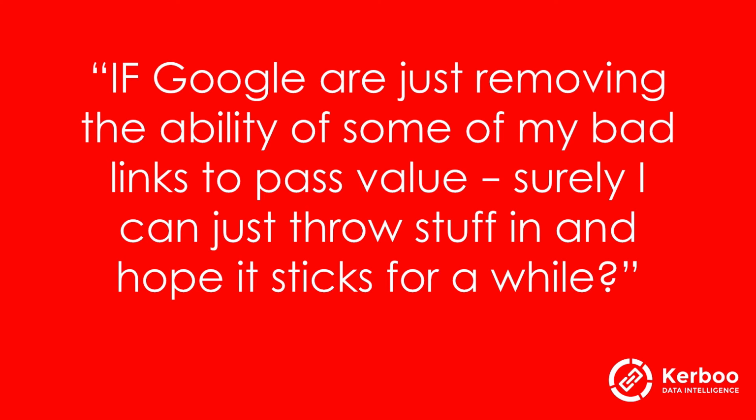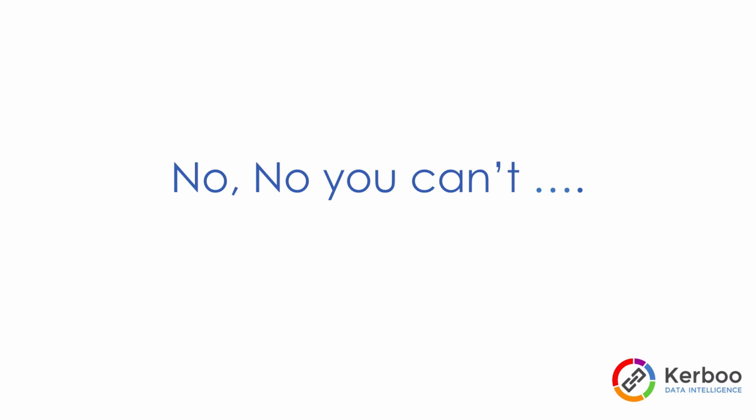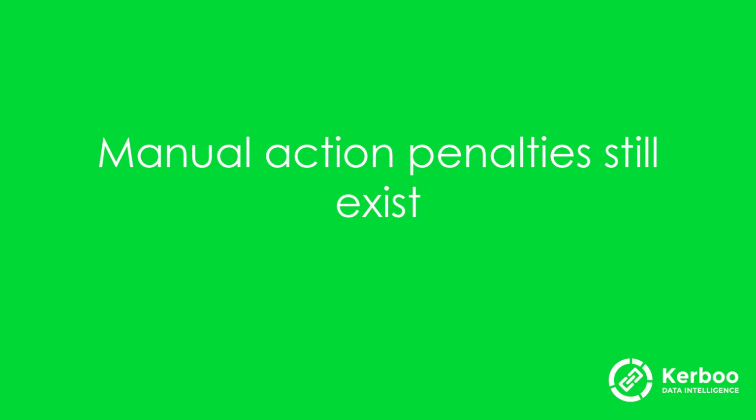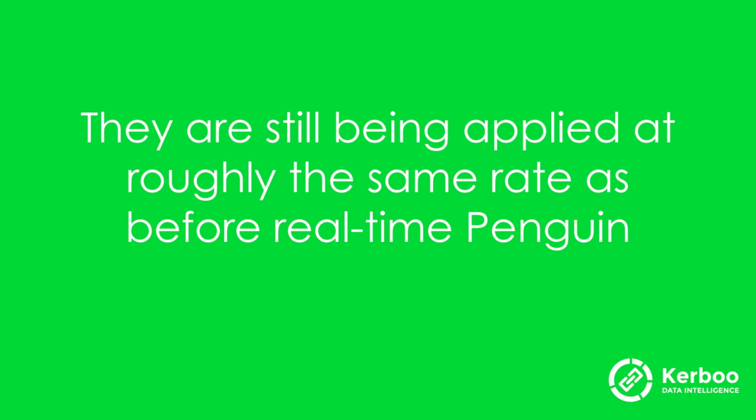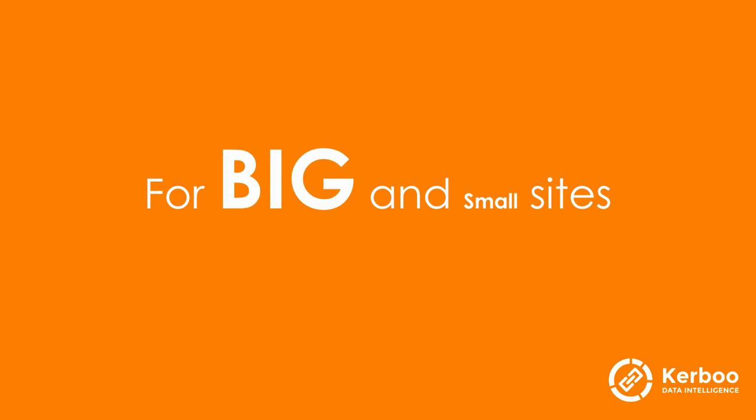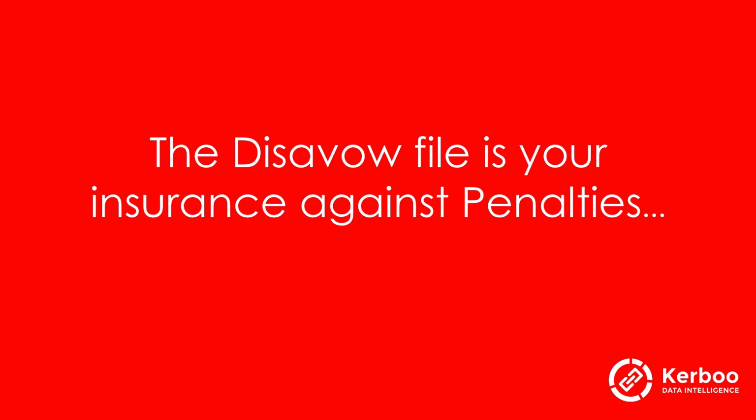But, you think, if Google are just removing the ability of some of my bad links to pass the value that they had, surely I can just throw stuff in and see what sticks and what doesn't. So I can go back to my old sort of spammy ways. Well, unfortunately, no, you can't, because manual actions and manual action penalties still exist. And we here at Caboo see them being applied by Google. And it's true to say that they're still being applied at roughly the same rate as they were before Real-Time Penguin was around. And that applies for both really big sites and really small sites, all sites. And the disavow file is still your best insurance against those penalties.